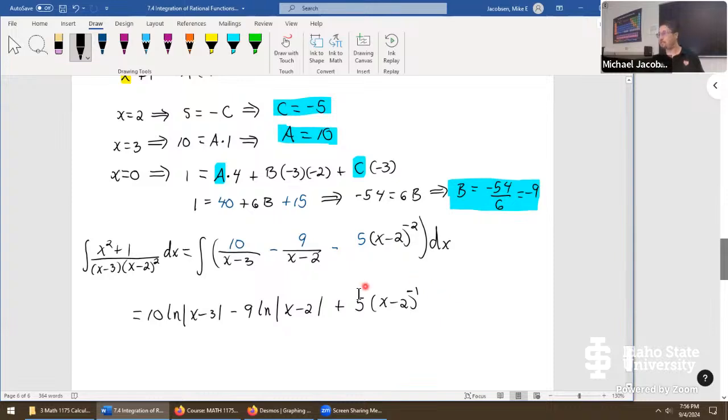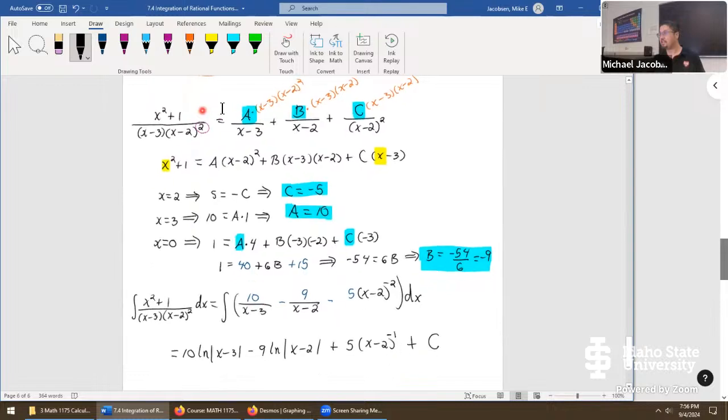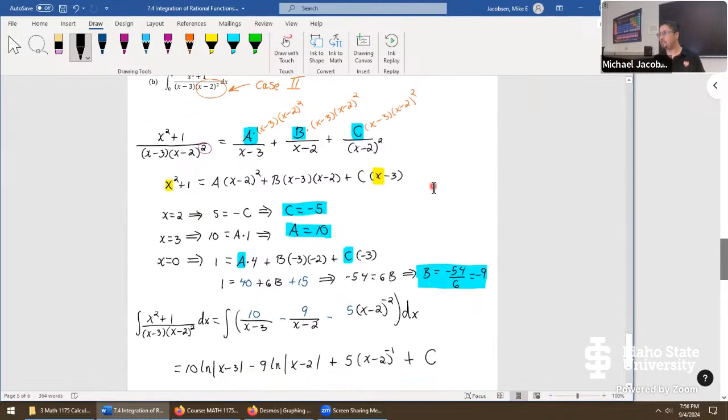Good one to double check. If you differentiate this, the power comes down. It's a negative 5. The power drops down by 1, making it a negative 2. Last thing to remember is the constant. And we did it, folks. That's the decomposition of that integral up here. It's hard to show the whole thing.